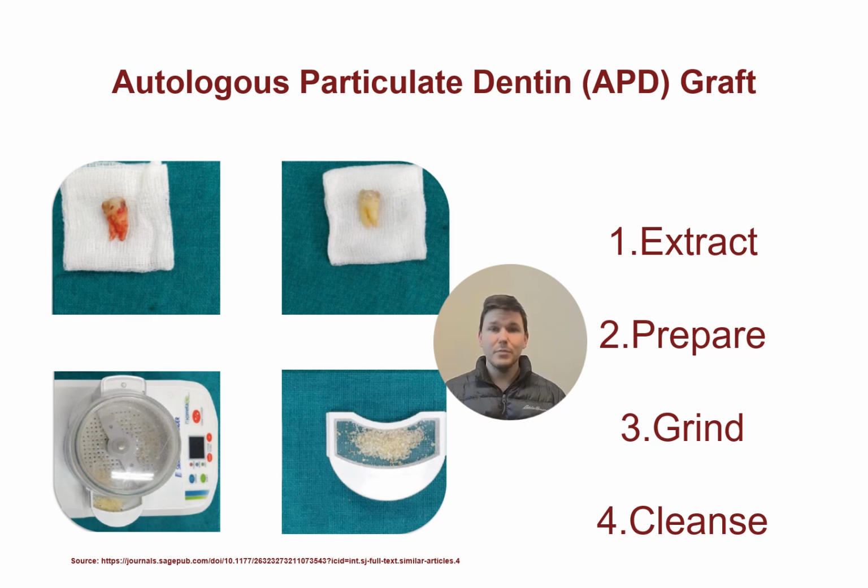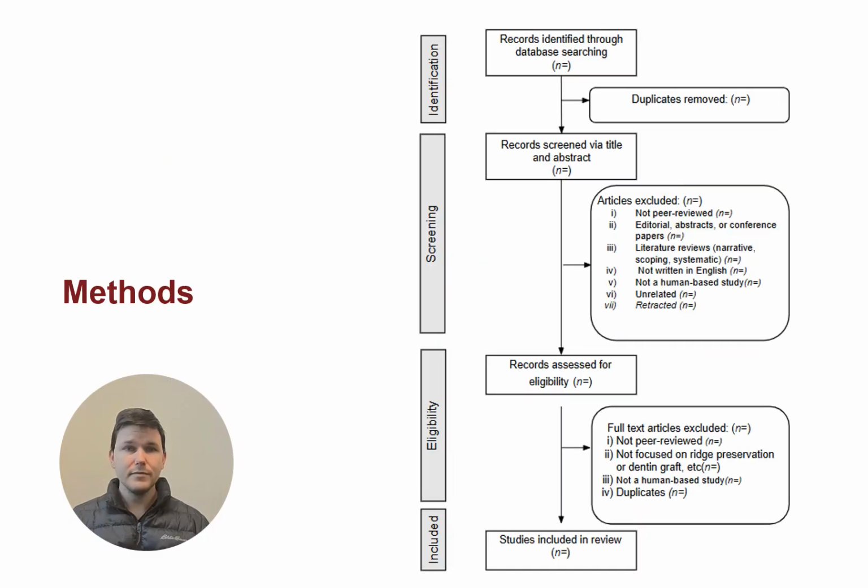Tooth extraction often precedes implant placement, and dentin grafts are prepared from the patient's own extracted tooth through the following process. Soft tissue and restorative materials are removed. The tooth is ground into particulate form, which is then rinsed with a cleansing solution to eliminate pathogens. The particulate can then be used immediately or stored for future use.